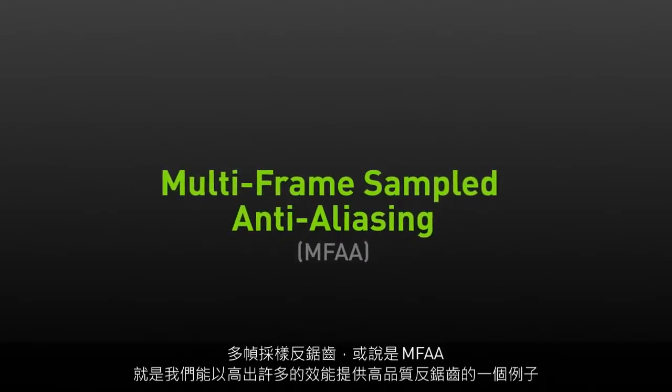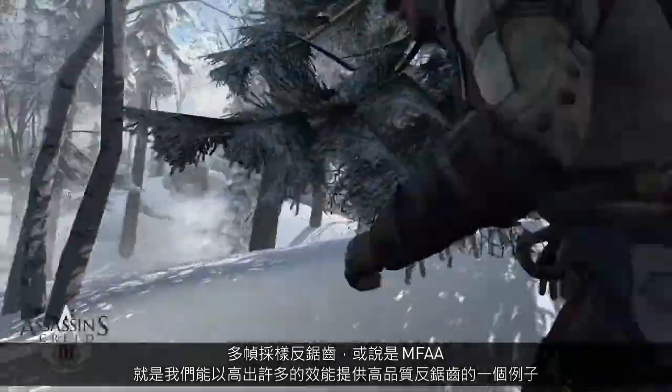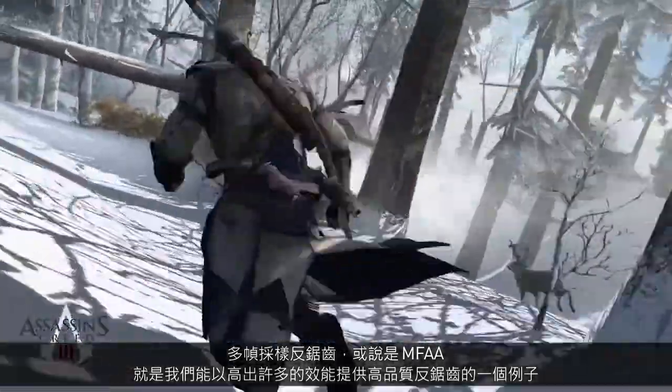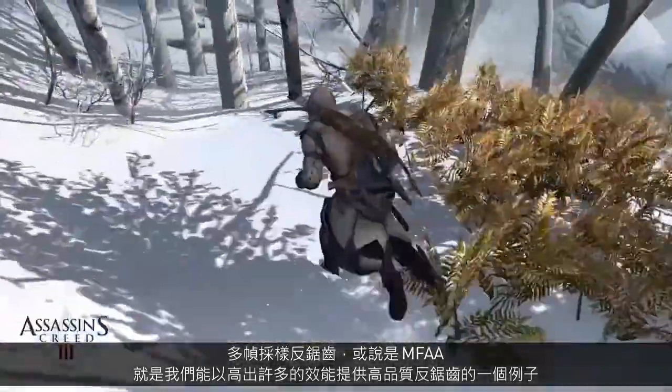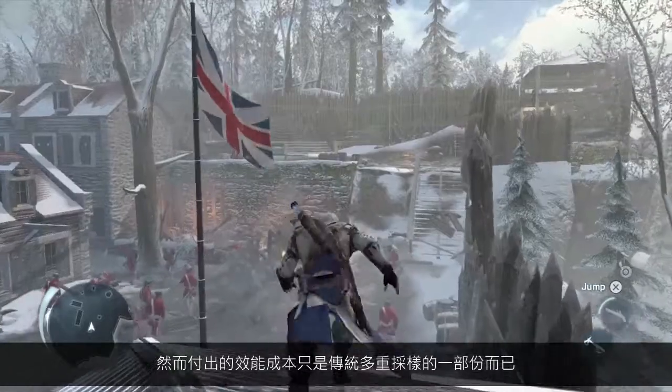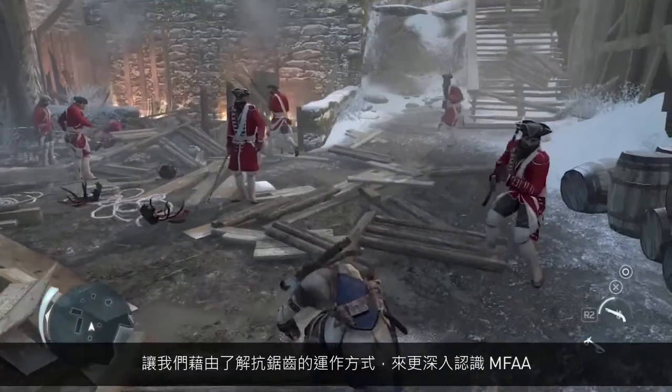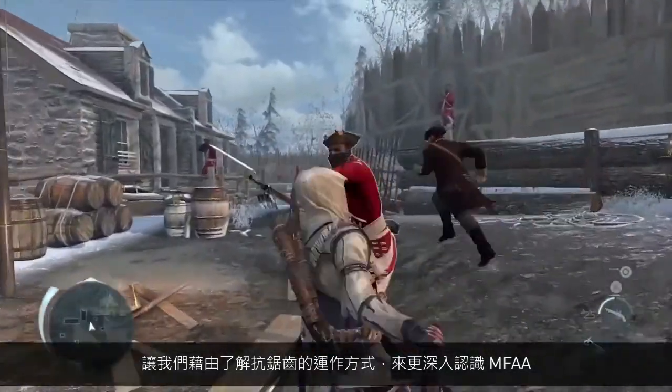Multi-frame anti-aliasing, or MFAA, is one example where we can deliver high-quality AA at much higher performance. It's a simple idea that says by looking at multiple frames over time, we can actually combine them and generate an image with the same quality as MSAA, but we can do that at a fraction of the performance cost of traditional multi-sampling. Let's start to understand MFAA better by understanding how AA works.